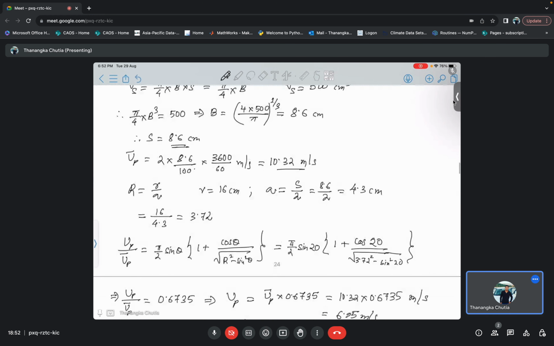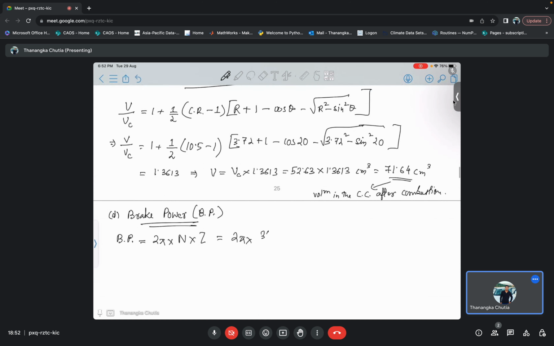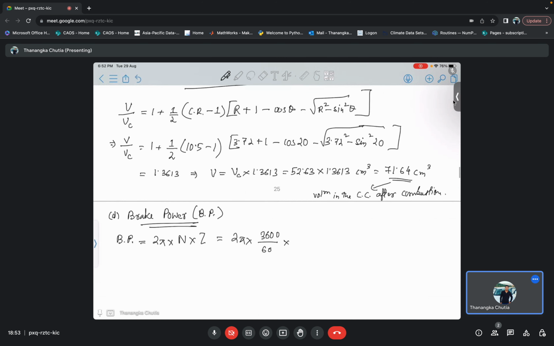N is 3600. Now this is revolutions per minute, so I'll convert it into seconds. Okay, and tau is what? 200 Newton into meter, so this will be getting in watt.